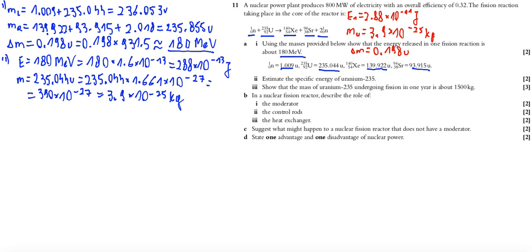Okay, so let's finish the second. Specific energy. As I said, specific energy is for a mass of 1 kilogram. We can use a simple proportion. We know that the mass of 1 uranium, so 3.9 times 10 to the power of minus 25 kilograms, releases energy which is equal to 2.88 times 10 to the power of minus 11 joules. And we have to find energy which is released by 1 kilogram of uranium. So we have to divide this by this.